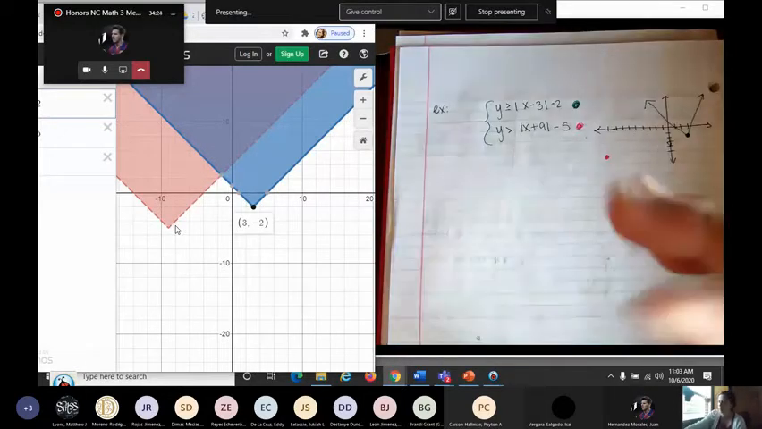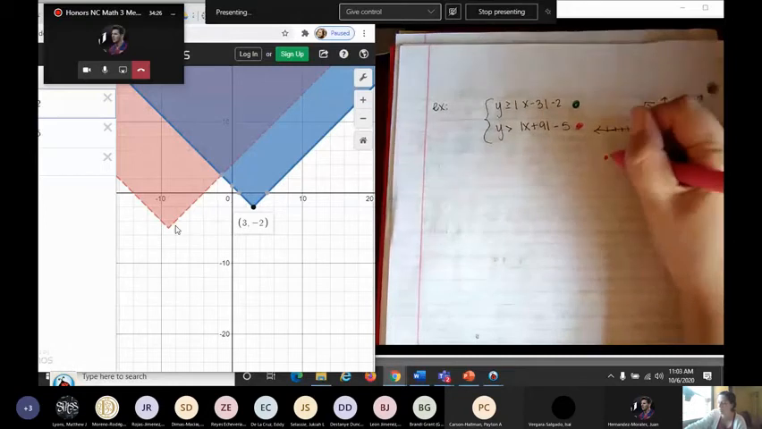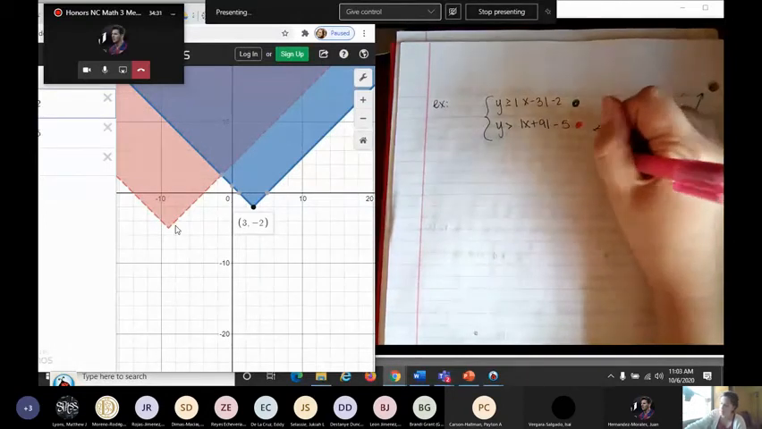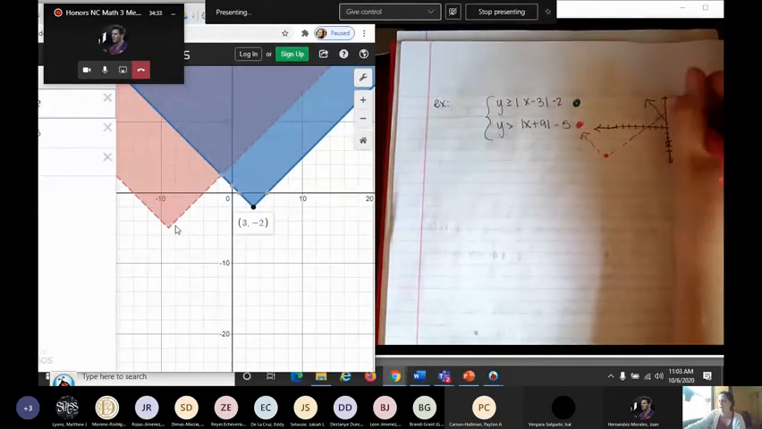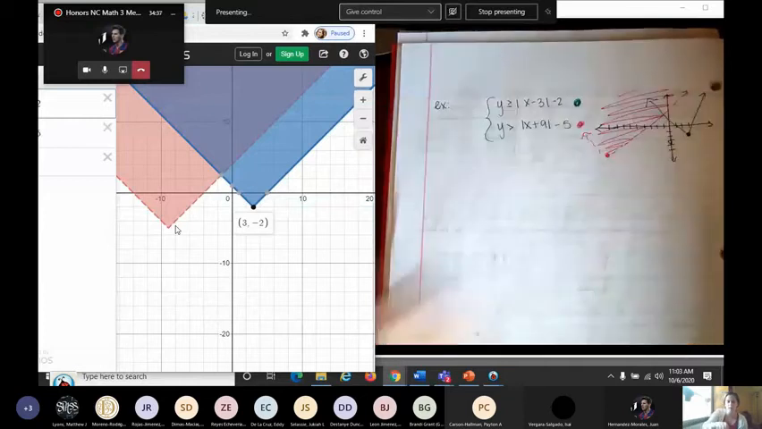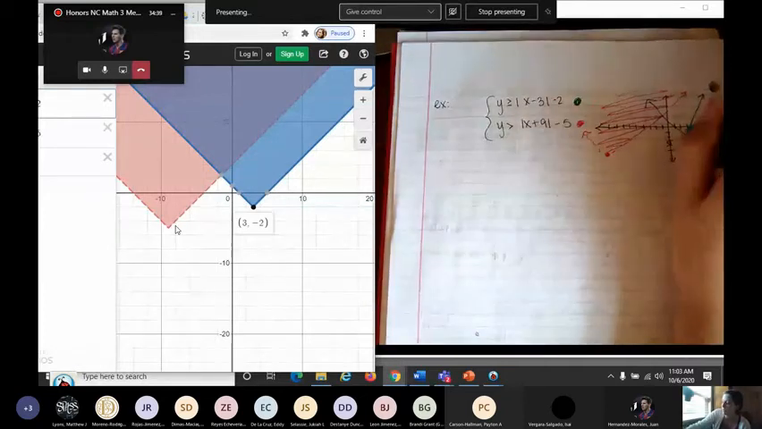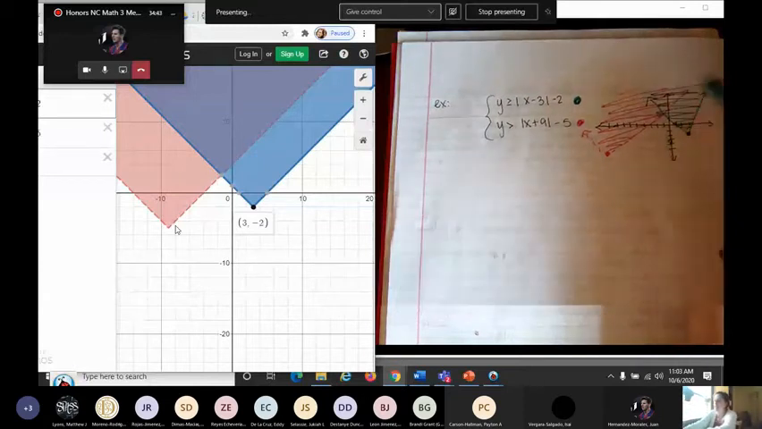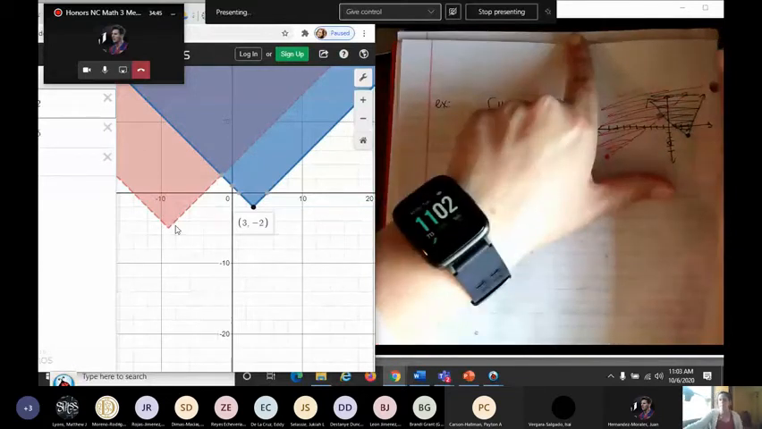My x-intercepts are probably not accurate. And then for this one, I'll have something like that. And then something like this. I'm not going to extend it out all the way. And this one will have everything shaded up here. This one will have everything shaded here. And the overlap is going to be infinite and it's going to extend out all the way up.